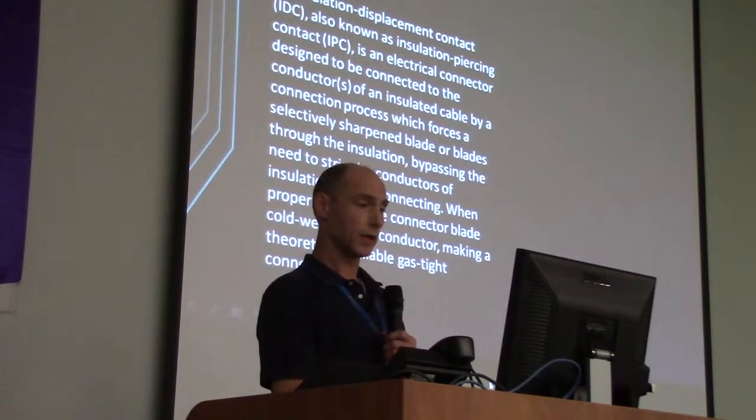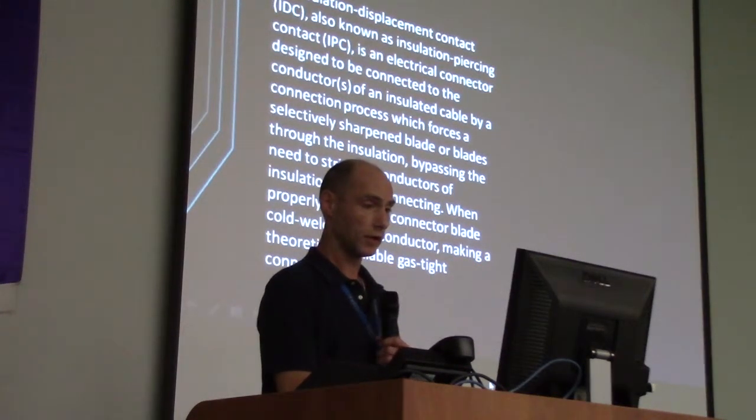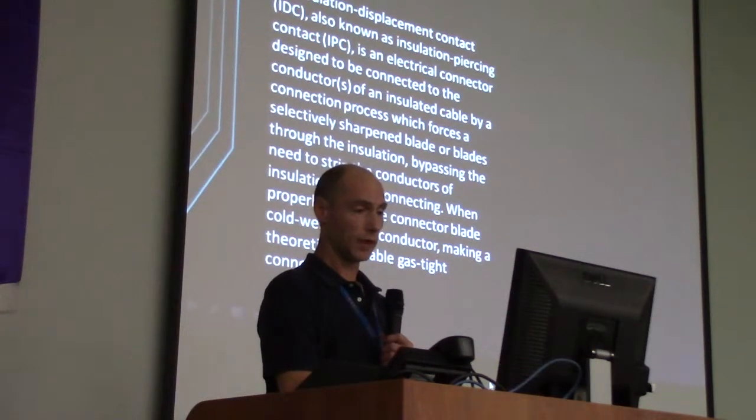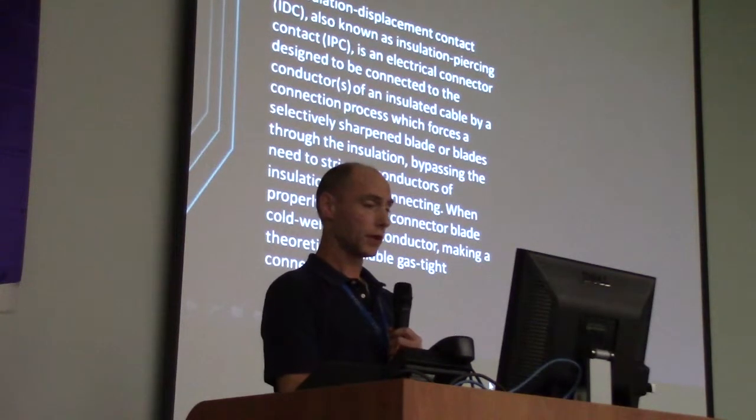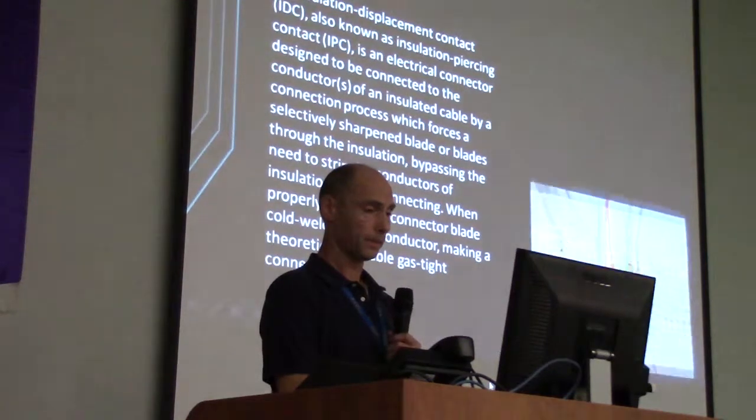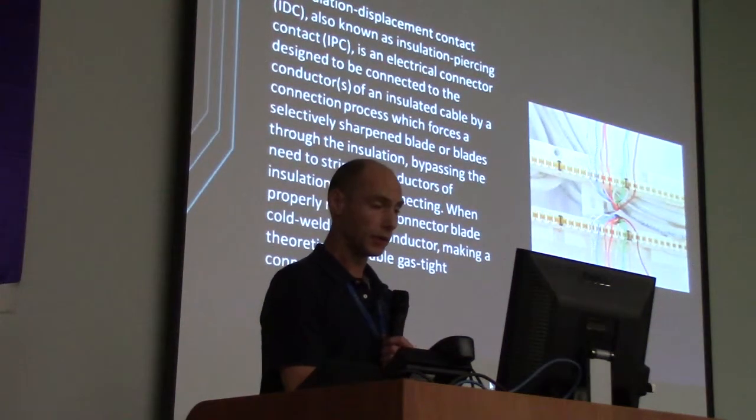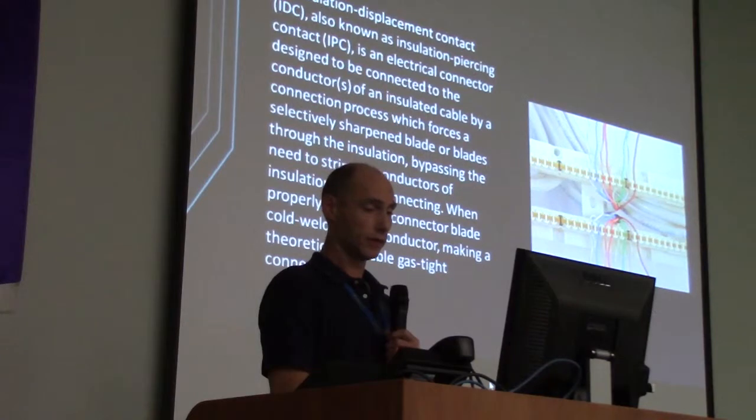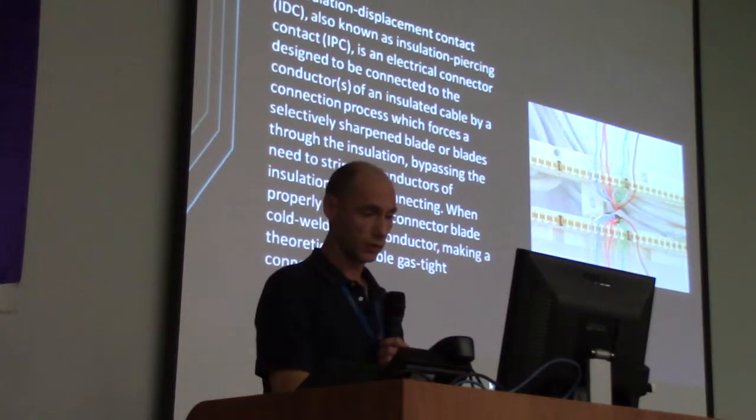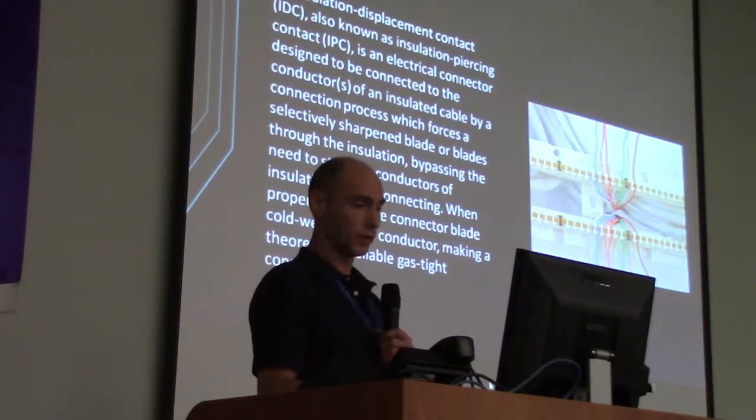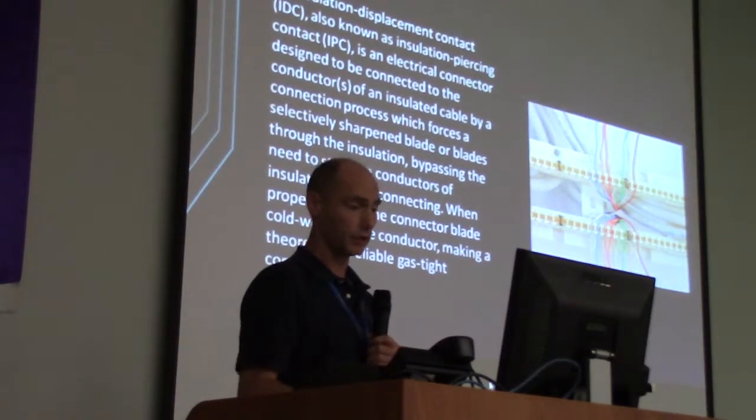An insulation displacement contact, IDC, also known as an insulation piercing contact, is an electrical connector designed to be connected to the conductor of an insulated cable by a connection process, which forces a selectively sharpened blade or blades through the insulation, bypassing the need to strip the conductors of insulation before connecting. When properly made, the connector blade cold welds to the conductor, making a theoretically reliable gas-tight connection. And here is a picture of the wires going through a 110 that have not been terminated yet.